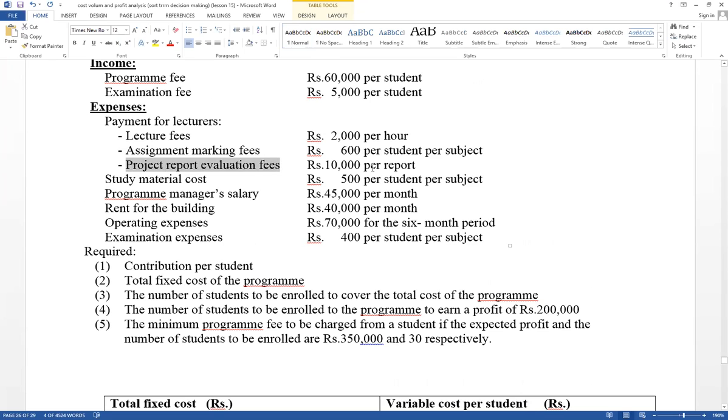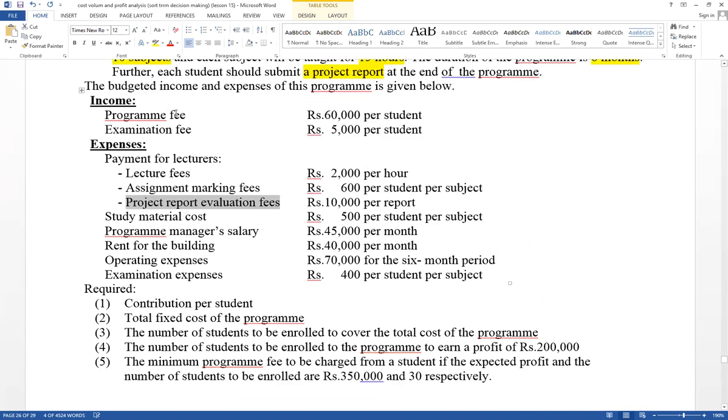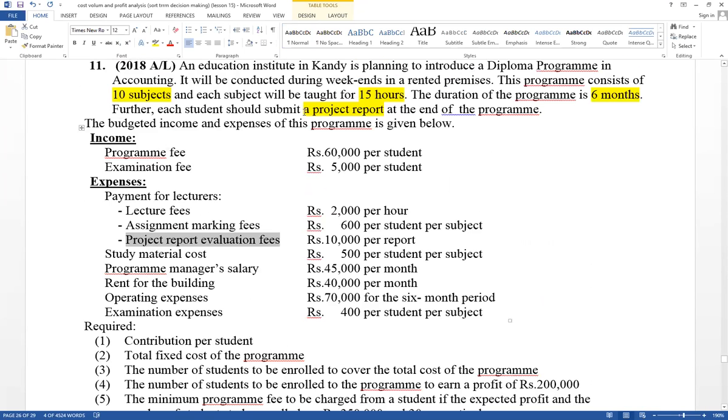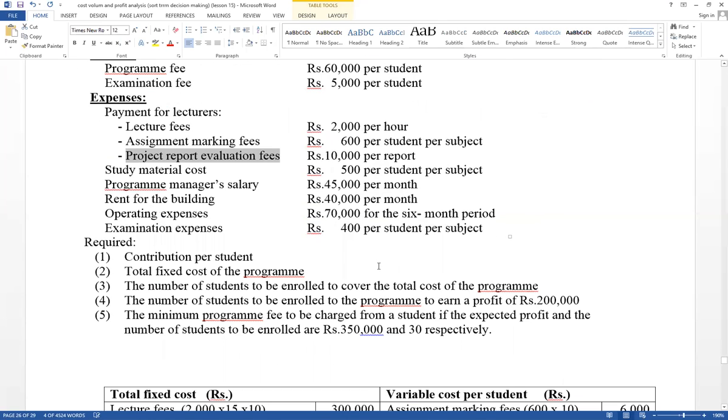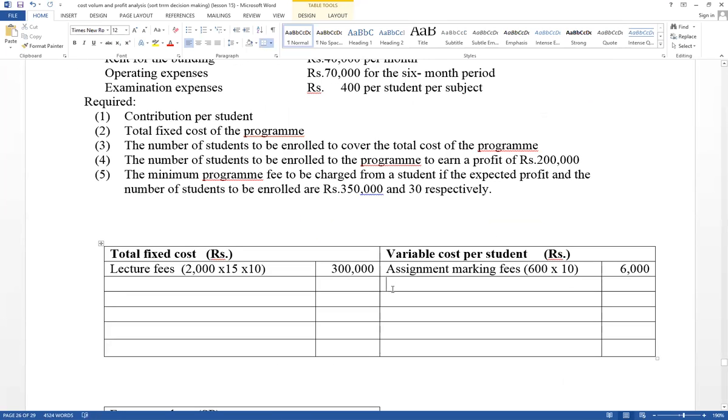10,000 is given per report. Each student should submit a project report at the end of the program. Therefore, the project report evaluation fee also varies with the number of students. A report should be submitted per student, so this is a variable cost and varies with the number of students. 10,000 is a variable cost. Only one report should be submitted, so there is no need to multiply by 10.